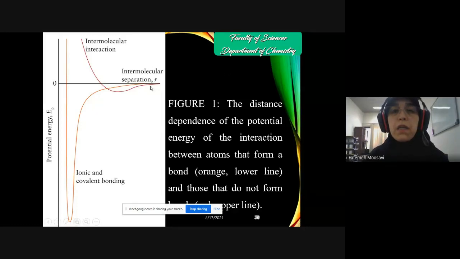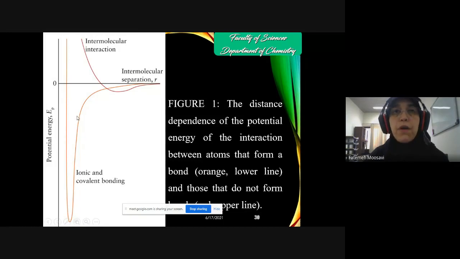If we take them together, we see that both intramolecular and intermolecular interactions decrease. It means that attractive forces dominate. At a special point, in the case of intramolecular forces and intermolecular forces, the energy is minimum. It means that the interaction between the particles is the strongest. If we try to make particles closer to each other, we see that repulsions dominate and interaction energy climbs sharply to high values.